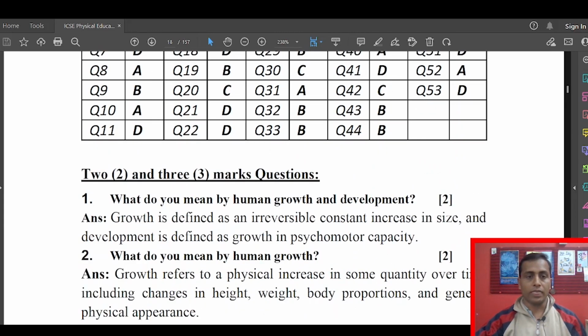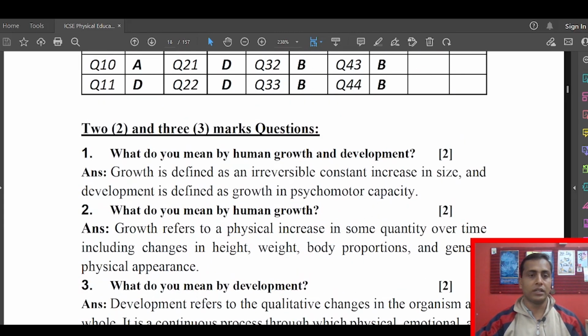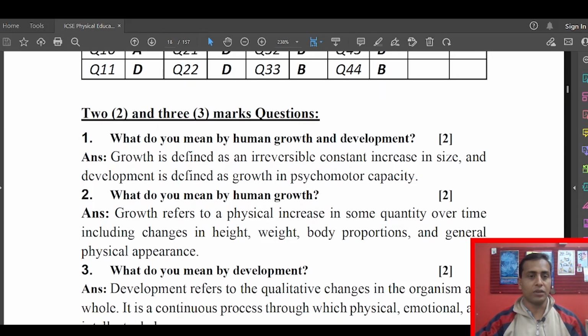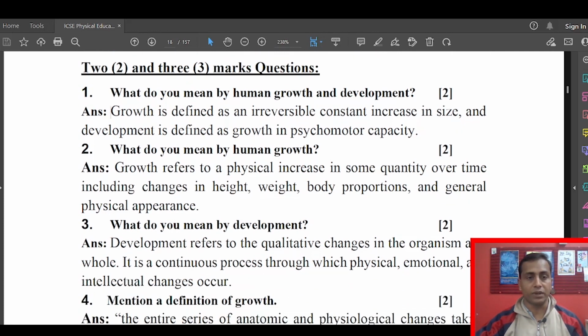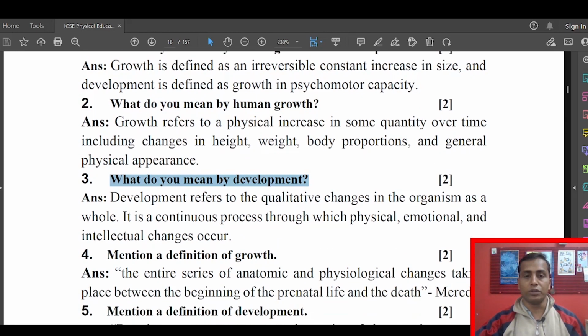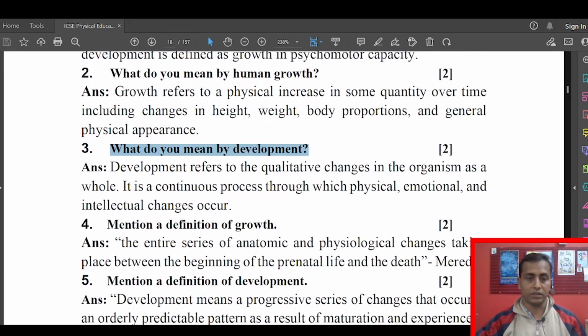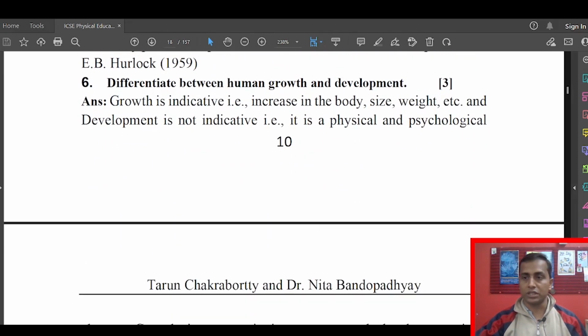Now the questions for 2 marks and 3 marks. You can see the questions have been given in a precise way. What do you mean by human growth and development? The answer would be: growth is defined as an irreversible constant increase in size, and development is defined as growth in psychomotor capacity. This is how the answer is to be written, so that you can get 2 marks. Again there are questions given separately: what do you mean by human growth and what do you mean by development? The answers are also written in a different way, so that it can be helpful for you to understand and to write the answer in the examination.